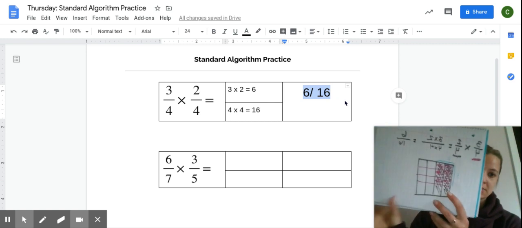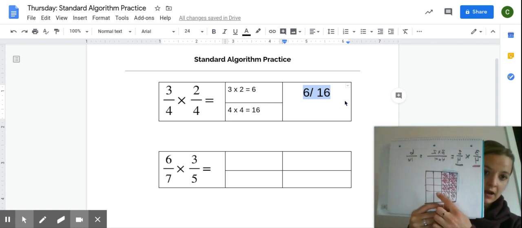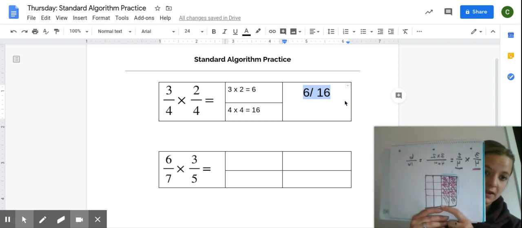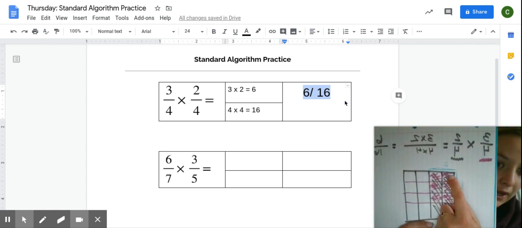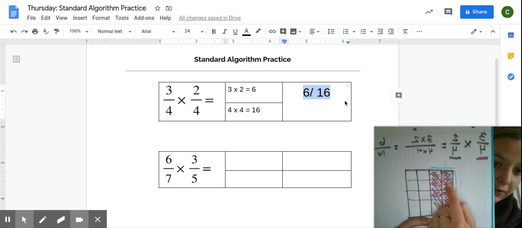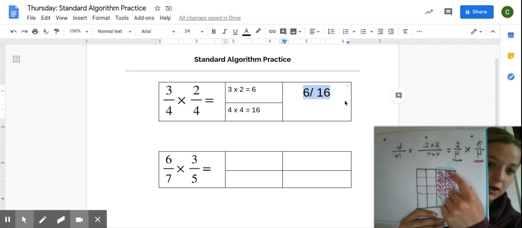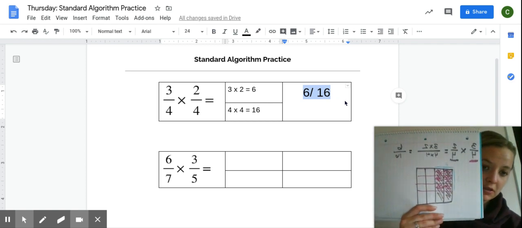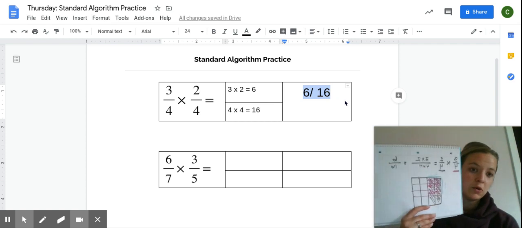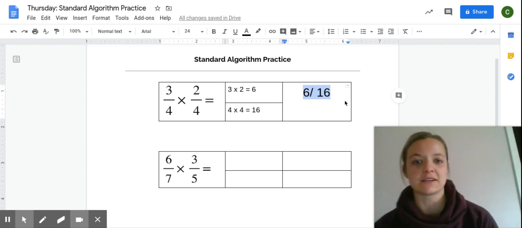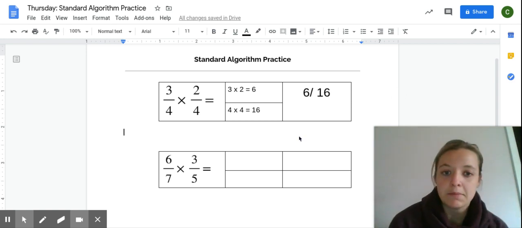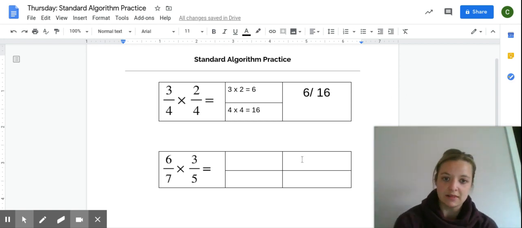So again, here's my area model. I made my 2/4, and then I wanted to find 3 of those fourths. Within my square, you can see where I get my 2 times 3, or 3 times 2 for 6, and then my 4 times 4 is all the way through. So you have your area model, and then the quicker way is the standard algorithm, which is really helpful when you know your math facts. If I have the problem 3/4 times 2/4, my answer is 6 16ths.